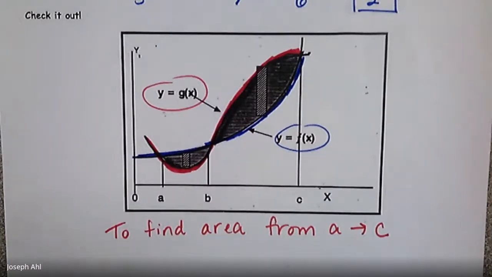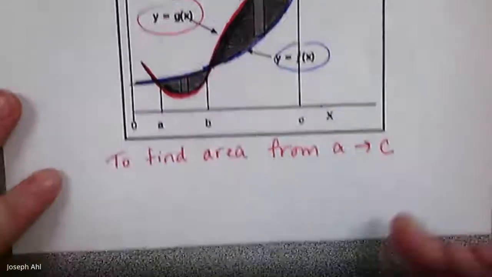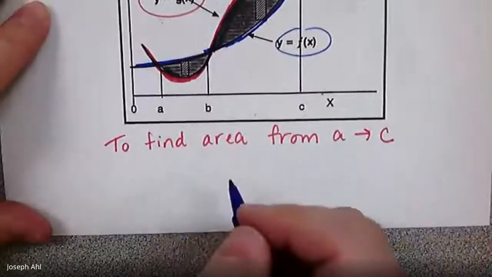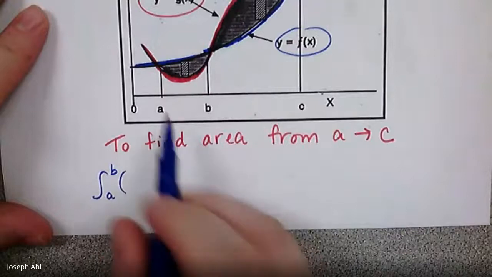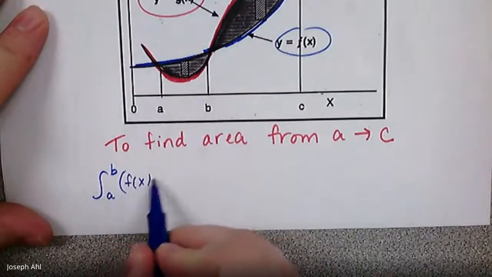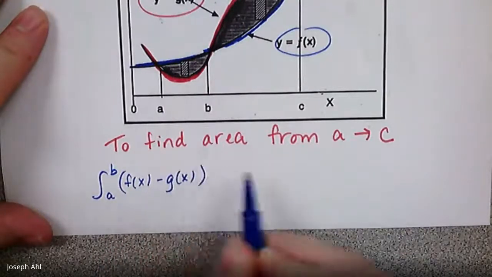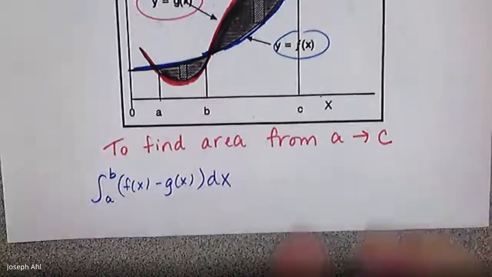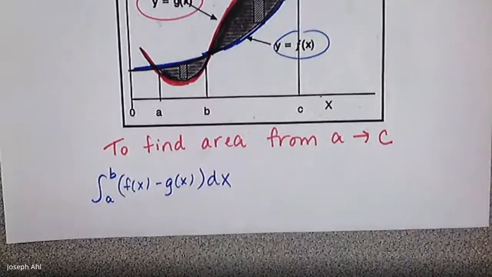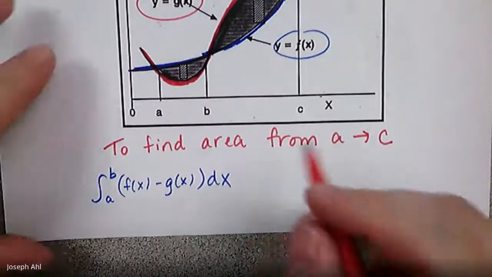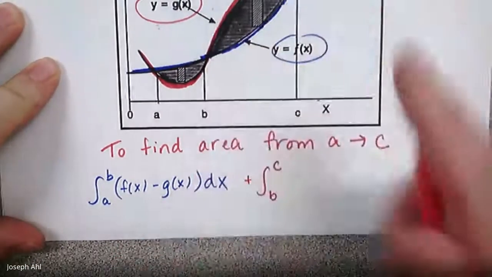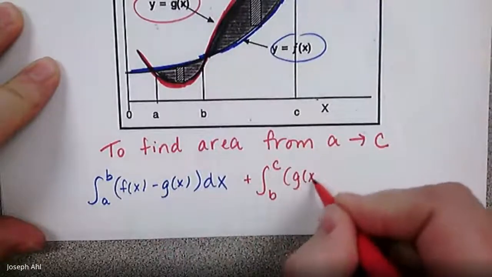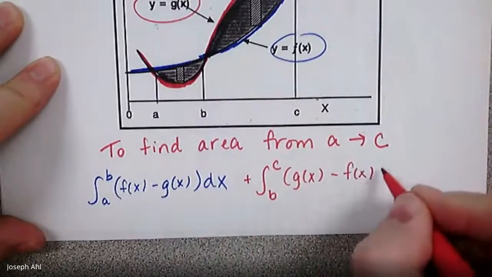g of x. So to find the total area from A to C, you would just break this up and say, first, let's do the integral from A to B of take the top function f of x minus g of x dx. And then you would add on the rest of the area between the curves from B to C, where now the top function is g of x minus f of x.